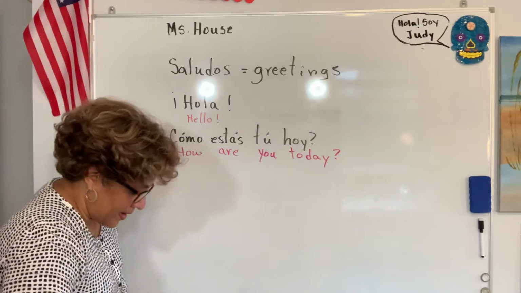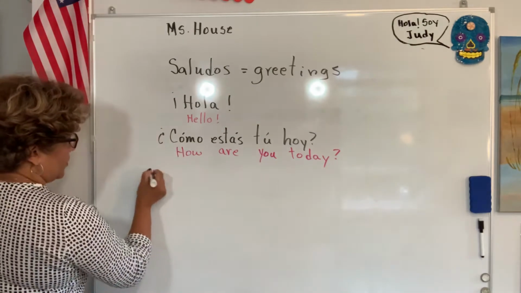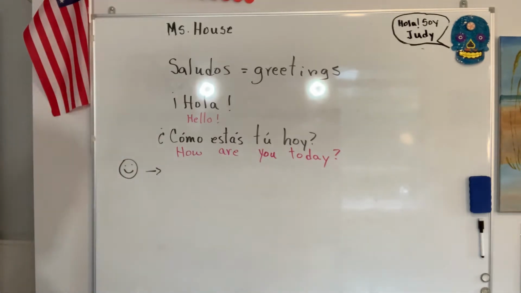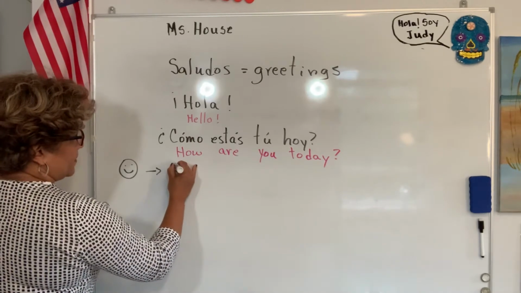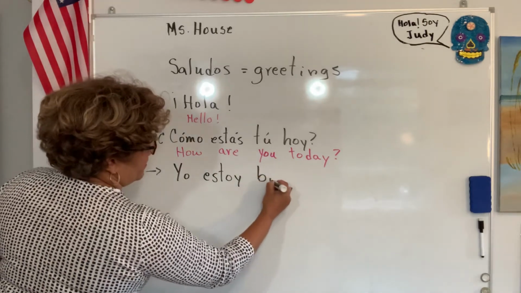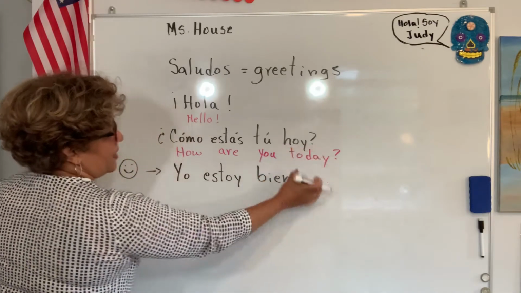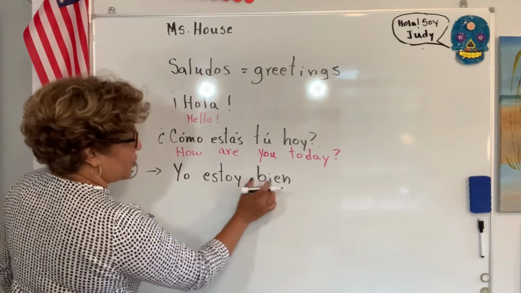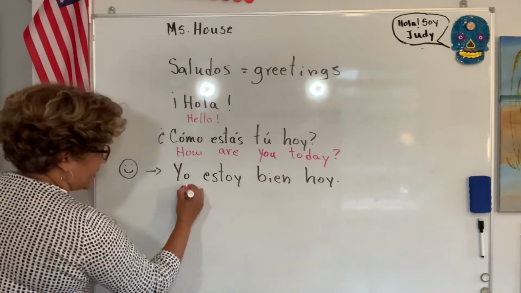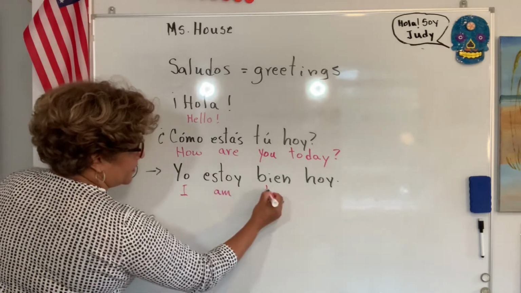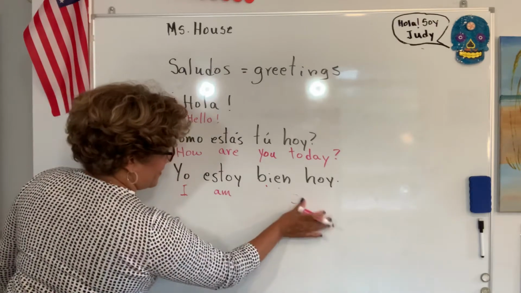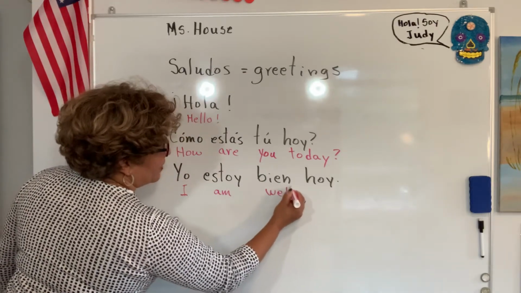All right, so we're going to talk about the answers to these. You would answer if you're doing well. Let's put that symbol there, saying you're well. You would then say, yo estoy bien. And because it says today, I want to add today here. Yo estoy bien hoy. And that means I am well. I am well today.